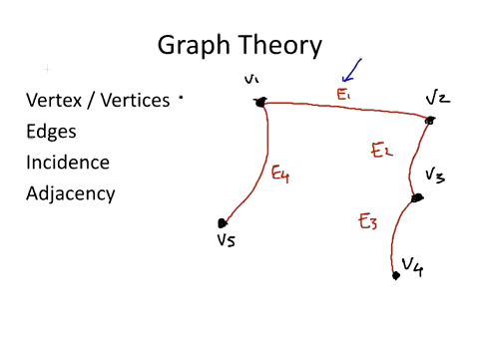Incidence describes the fact that an edge and a vertex are connected to each other. For example, V1 is connected by E1. So in this particular case, we would say that V1 and E1 are incident.